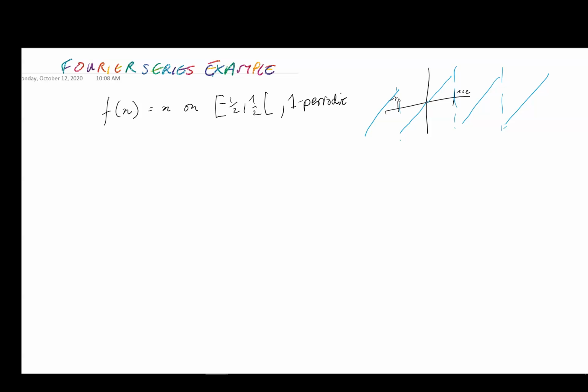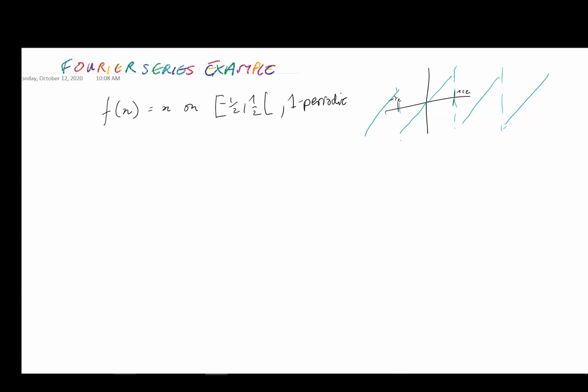Okay, so let's do an example. Let's say I want to find the Fourier series, the trigonometric series, of that function, which is equal to x on minus 1 over 2, 1 over 2, and which is one periodic. So it looks approximately like what you have here on the right.